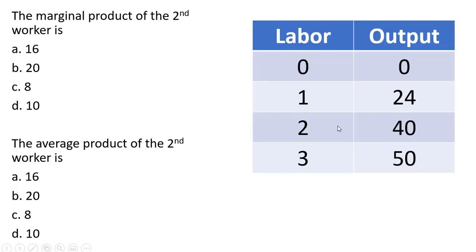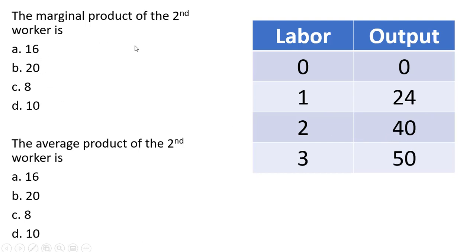We're going to use this table here to answer a couple questions. The marginal product of the second worker is, so when we hire the second worker, total output goes from 24 to 40. That is a 16-unit increase. So the marginal product of labor for the second worker is 16.